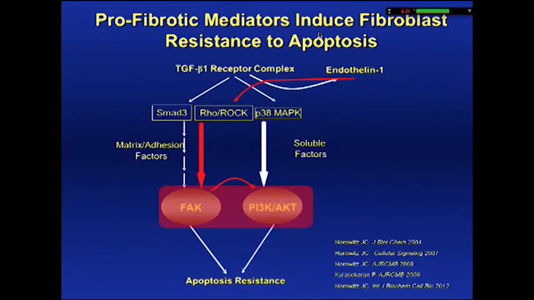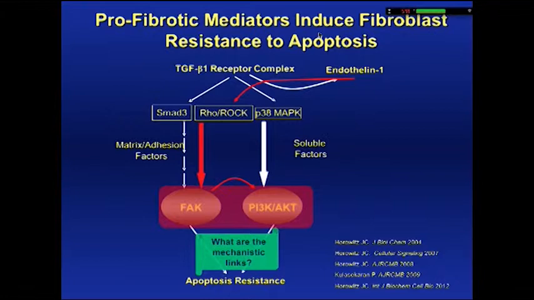So we've identified over the last several years the convergence of signaling pathways by two very commonly implicated mediators of fibrosis, TGF-beta and endothelin. These two different pro-fibrotic mediators, which signal through different mechanisms, converge on activation of focal adhesion kinase and PI3 kinase, which we've already heard about this morning. Each of these protein kinases is involved in the ability of fibroblasts to resist programmed cell death. But these kinases are ubiquitous, and they're involved in far more than the regulation of apoptosis.